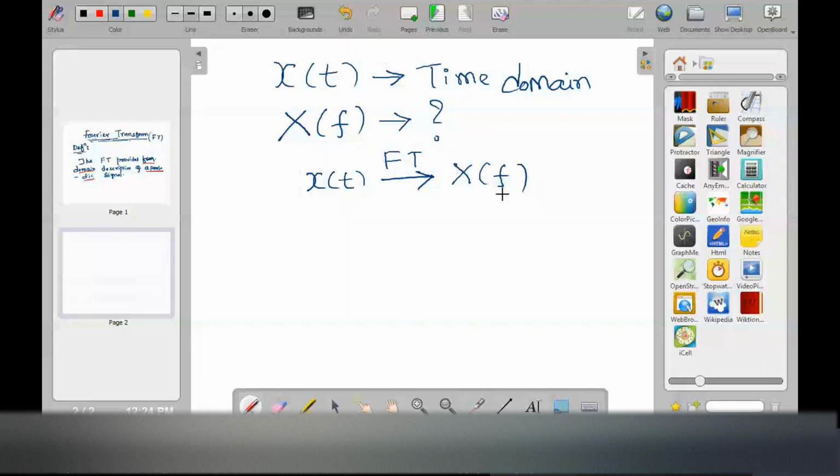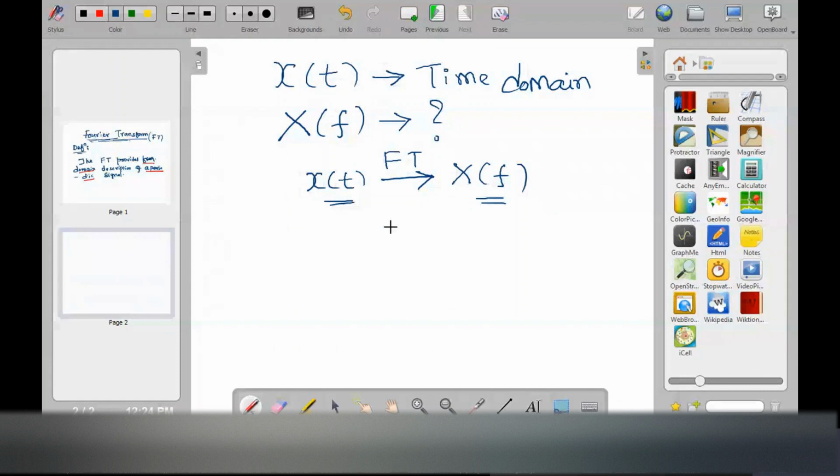You see, x in time domain I am writing as small, the same x in frequency domain I am writing as capital. The t indicates time domain, F indicates frequency domain. Some people use omega to write a Fourier transform, but in our complete course I will use F for frequency domain representation. So this phenomenon of converting a signal from x of t to x of f is called the Fourier transform.